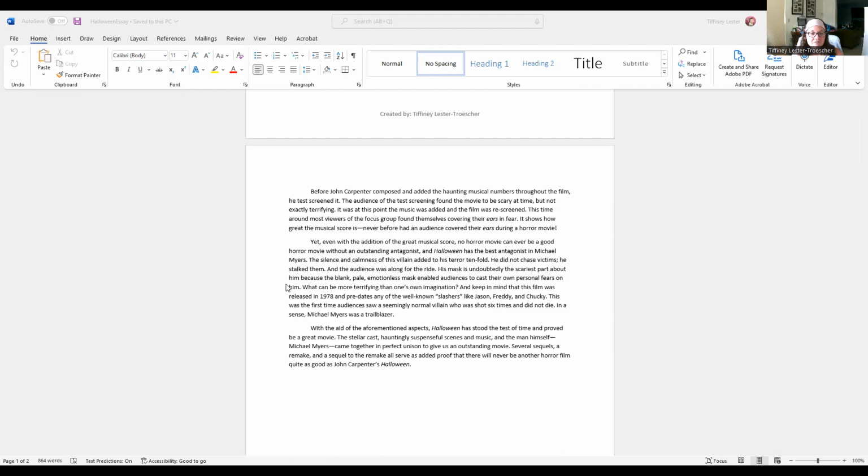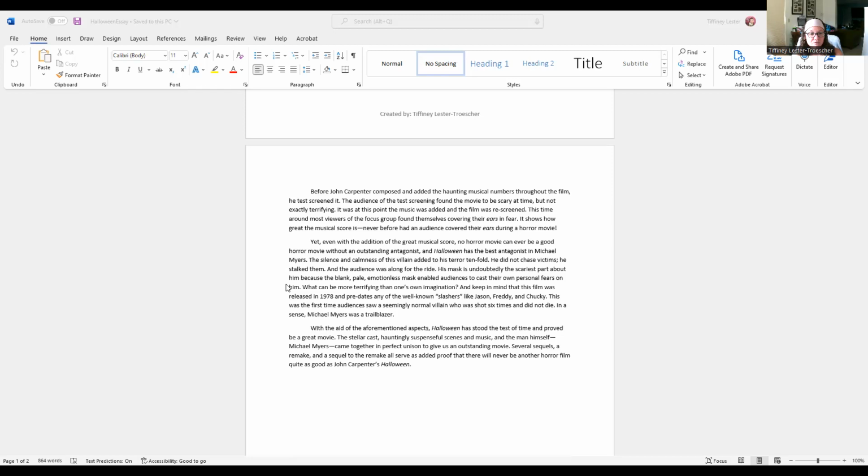Yet, even with the addition of a great musical score, no horror movie can ever be a good horror movie without an outstanding antagonist, and Halloween has the best antagonist in Michael Myers. The silence and calmness of this villain added to his terror tenfold. He did not chase victims, he stalked them, and the audience was along for the ride. His mask is undoubtedly the scariest part about him because the blank, pale, emotionless mask enabled audiences to cast their own personal fears on him. What can be more terrifying than one's own imagination?